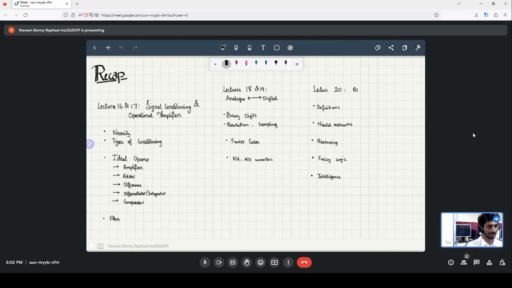The lecture starts with slides that talk about the necessity and certain types of conditioning, for example, voltage protection, and then we move on to ideal operational amplifiers. There are several ways you can use operational amplifiers, and I've listed some of them here. We will go through each of these topics slowly and steadily and see how we can solve questions on these. Finally, Sir concluded lecture 17 with filters.